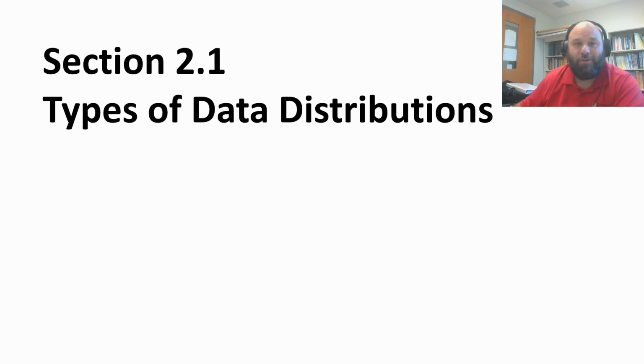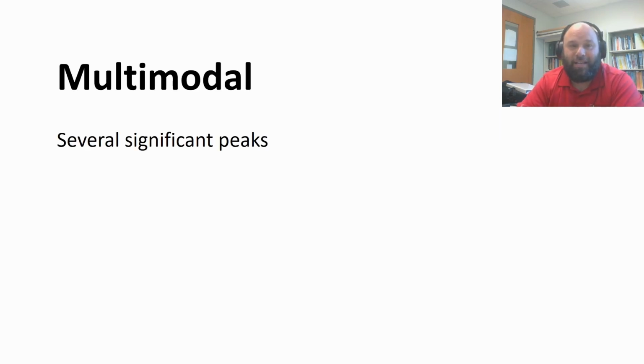The first video, we're going to focus on examples of what are called multimodal distributions. These are distributions that have several peaks of significance. We're going to see a couple of examples from the World of Warcraft data.